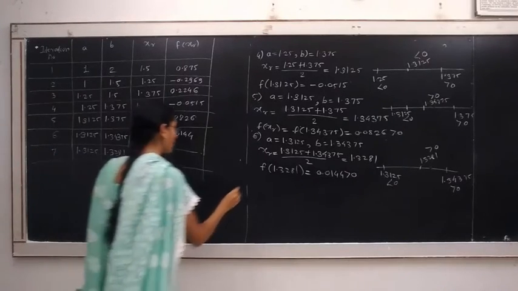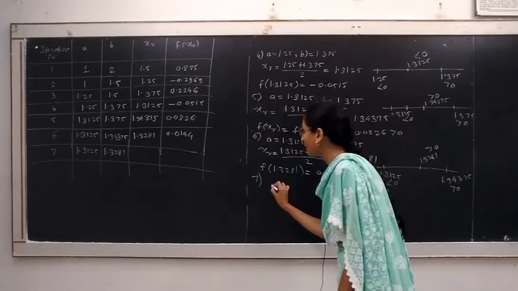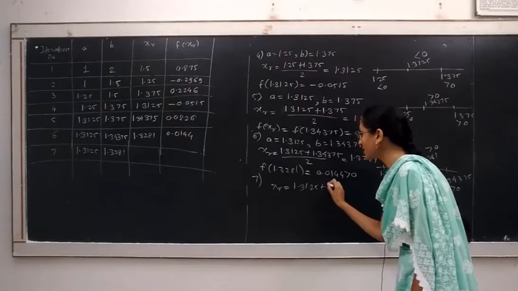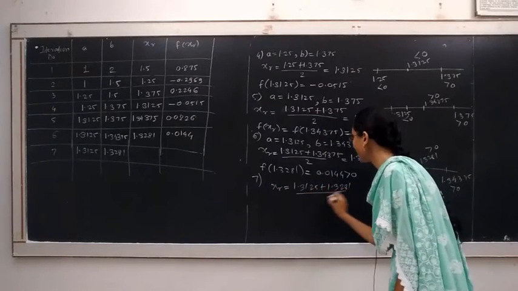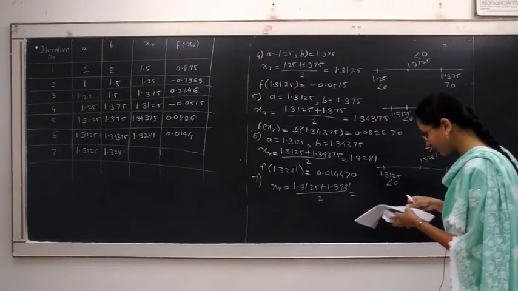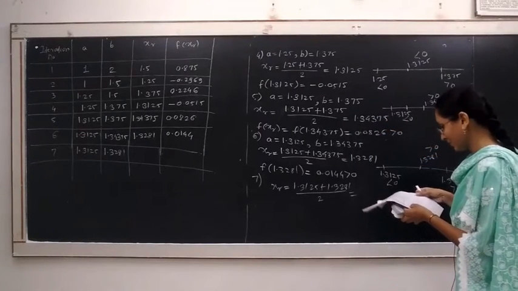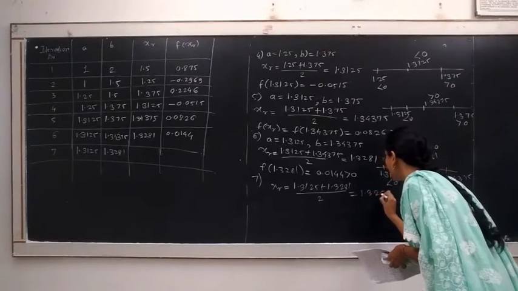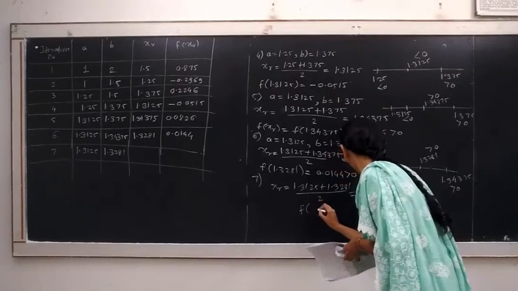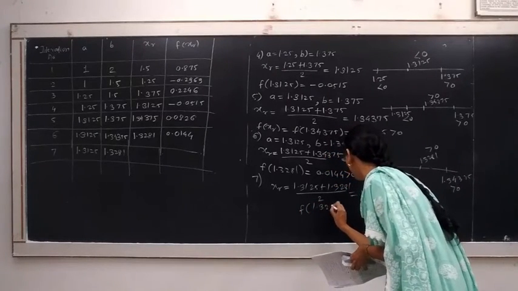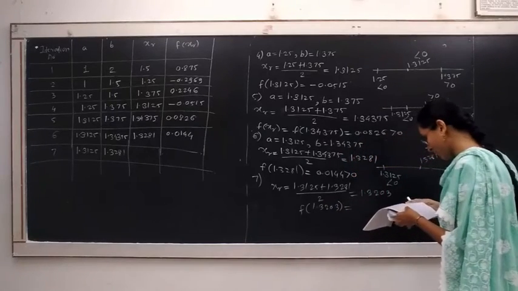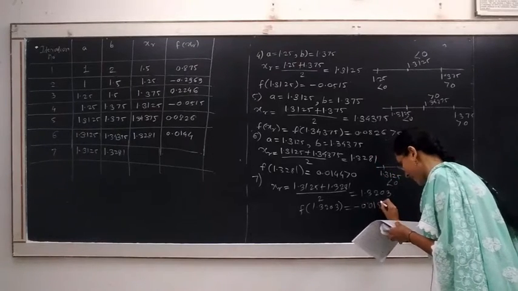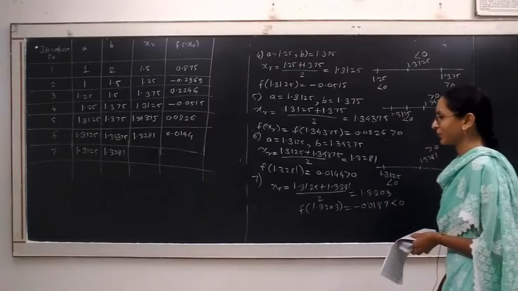In that case, the value of XR is equal to 1.3125 plus 1.3281 divided by 2, which is equal to 1.3203, and for this value, f of 1.3203 is equal to minus 0.0187, which is less than 0.